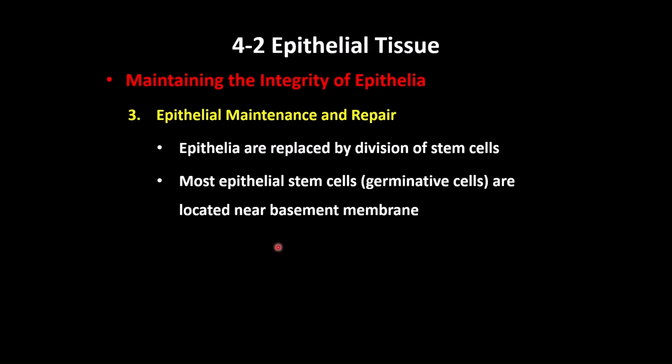Okay, so the third mechanism for keeping the epithelia together is regeneration. That regeneration happens from stem cells, and these stem cells are also called germinative cells. They are located in the basal layer, the deepest layer, the cells that are on top of the basement membrane, and they are making new cells. When the new cells become more superficial, they are destroyed, and then new cells are formed. So this happens throughout life.